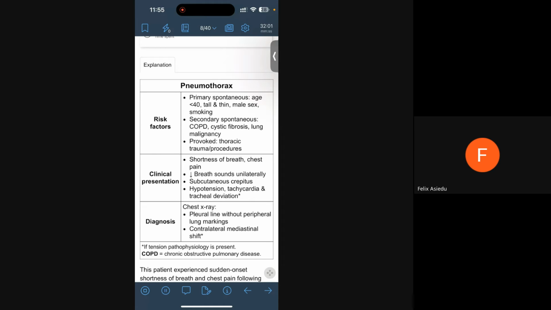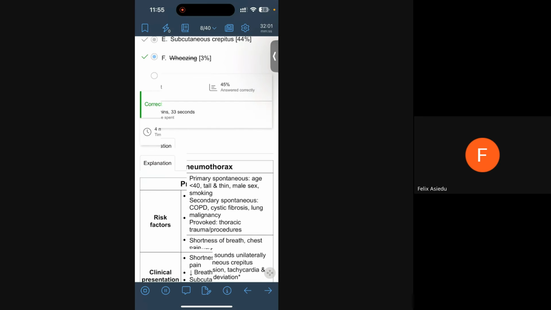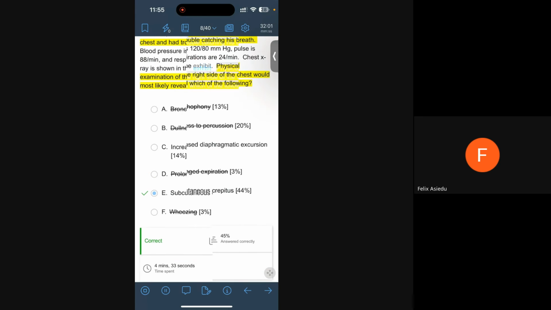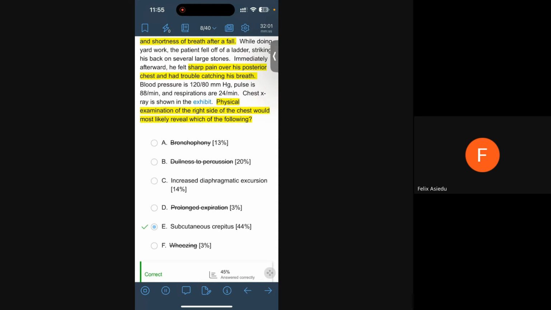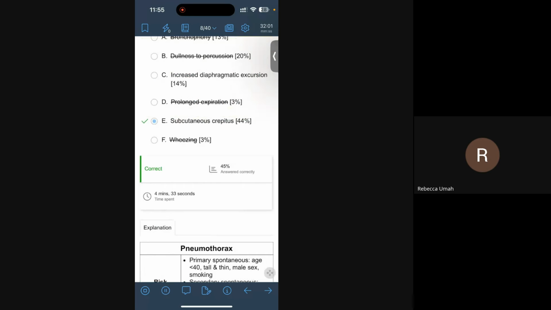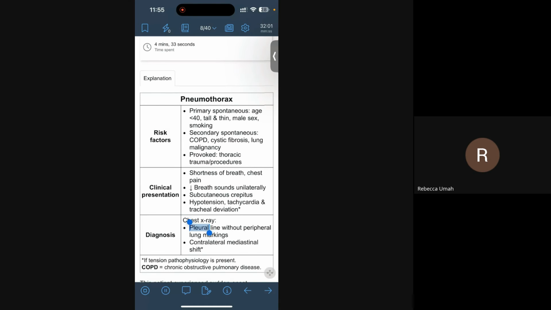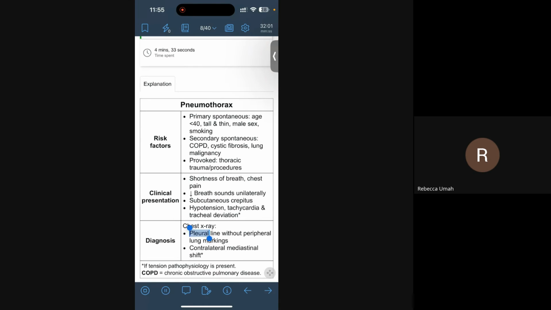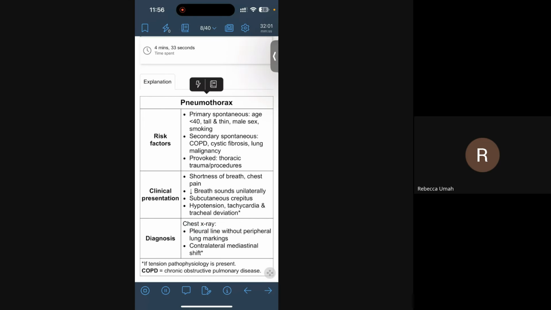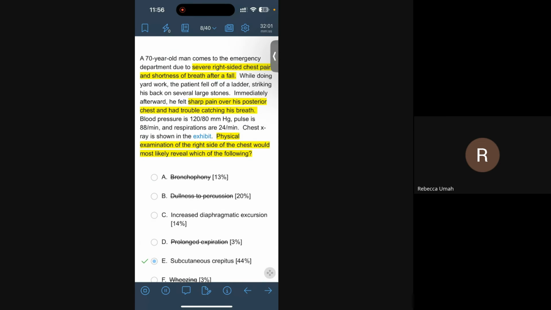Doctor, can you explain the exhibit again, if possible? What do you want me to explain? The diagnosis, the chest X-ray. Pleural line without peripheral lung markings. Remember this thing: pleural line without peripheral lung markings. See this line. Now we come to the X-ray.